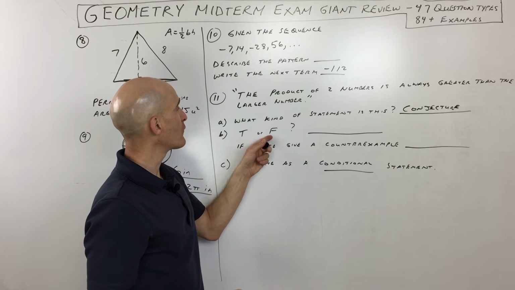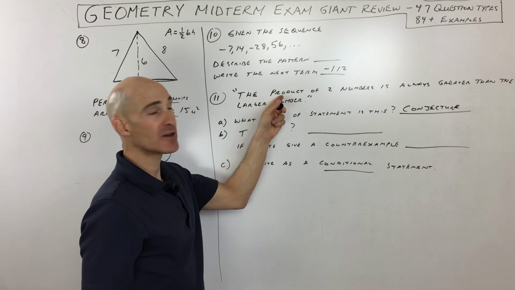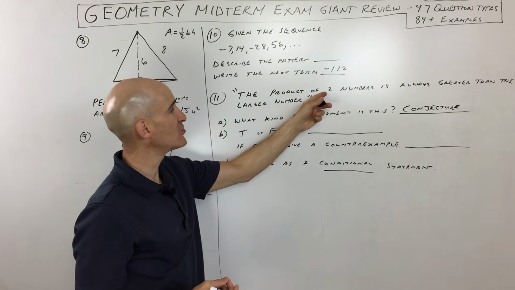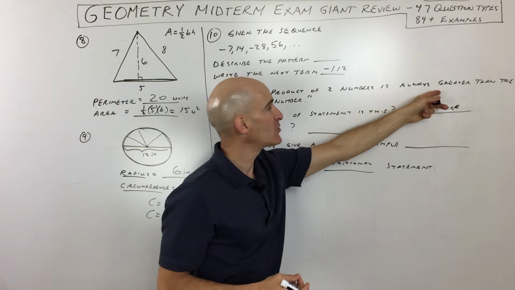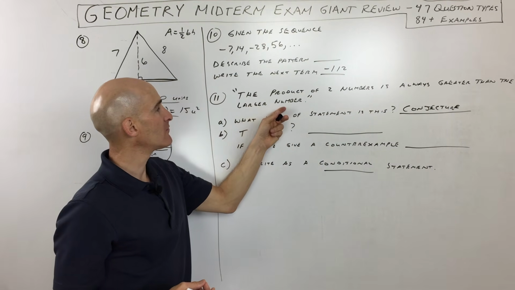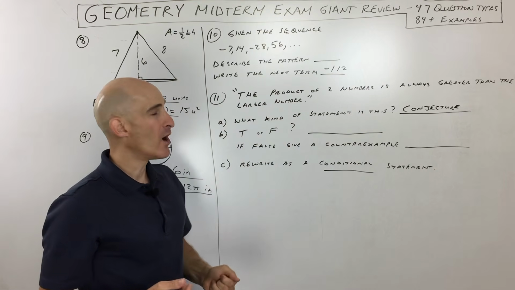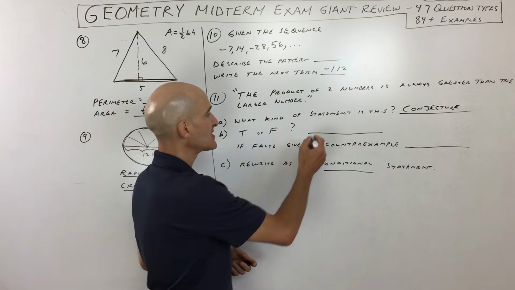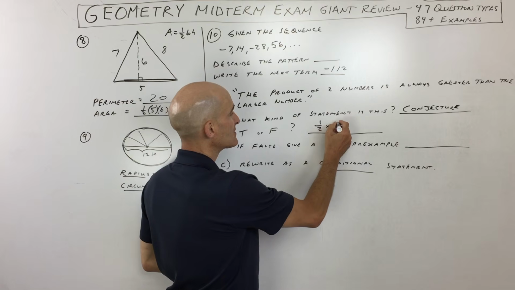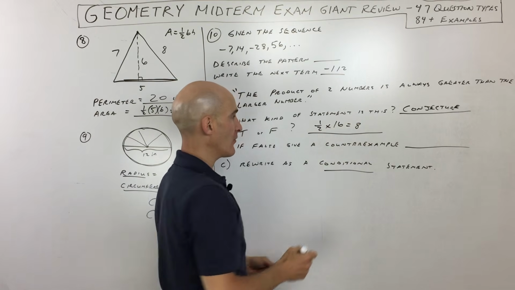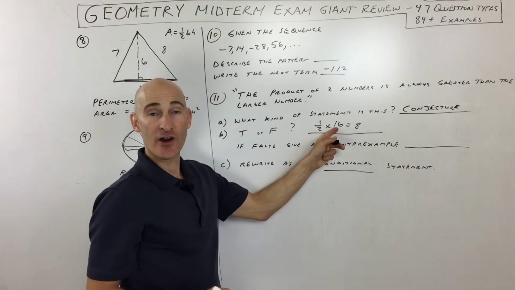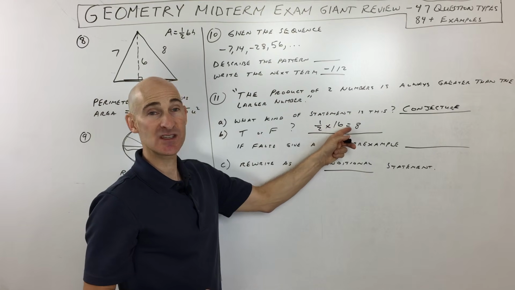Now, is this true or false? Well, okay, remember, product means you're multiplying or timesing the two numbers together. And when you multiply two numbers together, is it always greater than the larger number? Well, let's take an example. Let's say, for example, 1/2 times 16. We know that equals 8, right? But 8 is not larger than 16, so this is false.